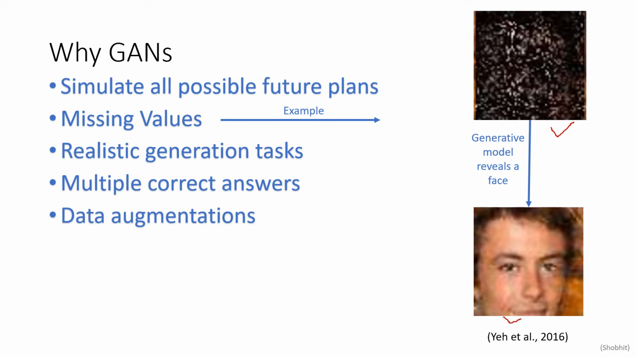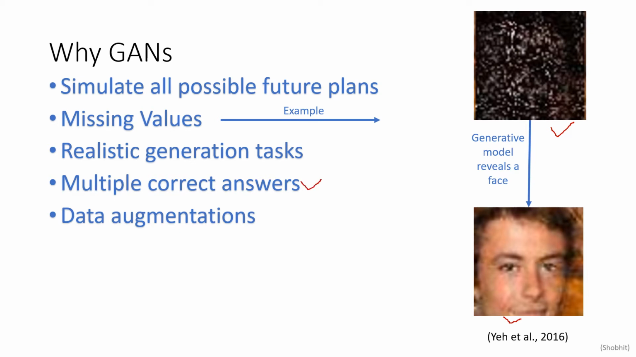Next is the realistic generation task. You have already seen in the game that through StyleGAN you can generate realistic images. In GauGAN you can generate realistic paintings. Next is multiple correct answers. If you instruct the GAN to generate an image like kids playing in the park, it can generate several images. All are correct ones.